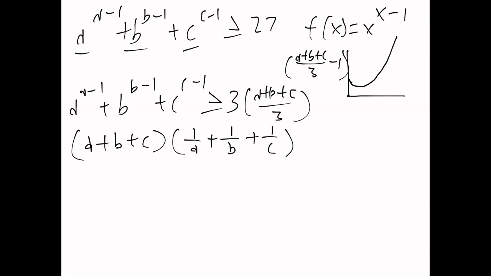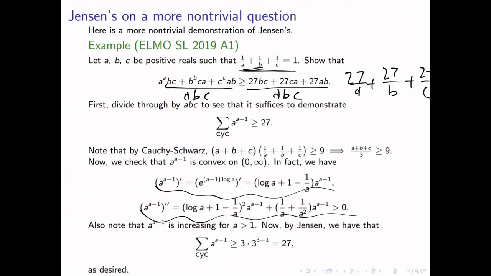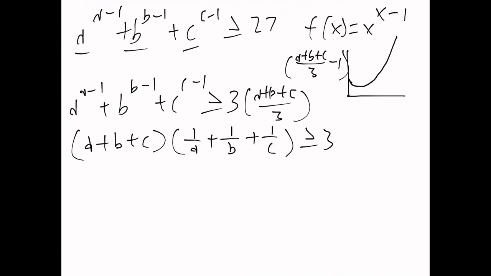is going to be greater than or equal to 3 squared, which of course is equal to 9. That means that since this is equal to 1, we get that a plus b plus c is, in conclusion, greater than or equal to 9, but same difference.